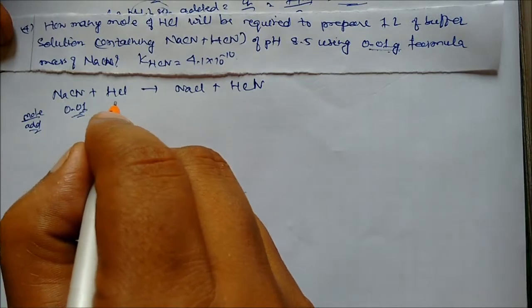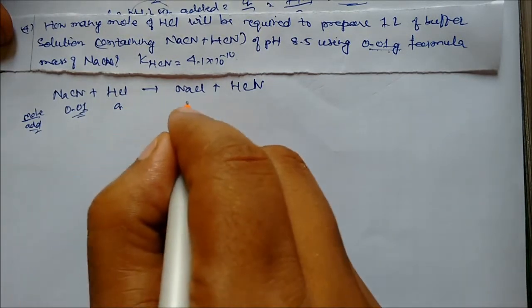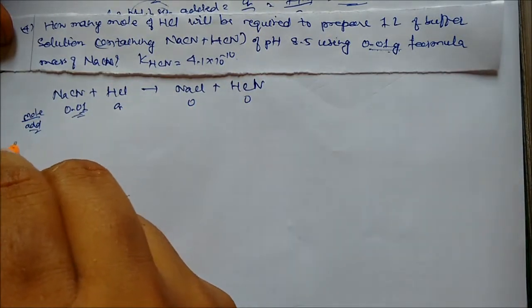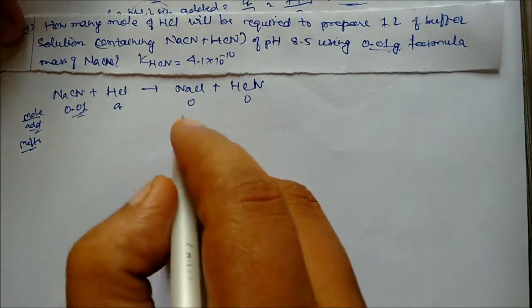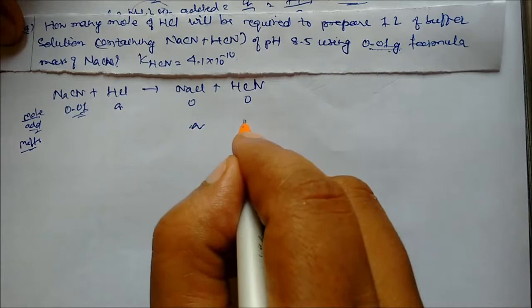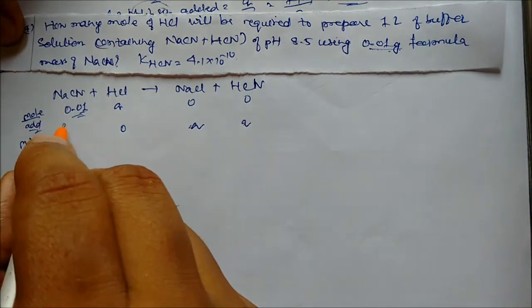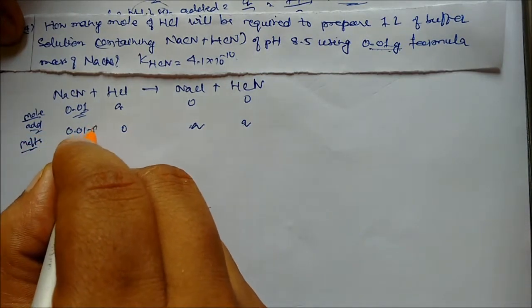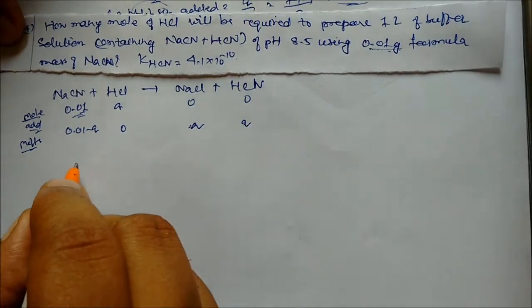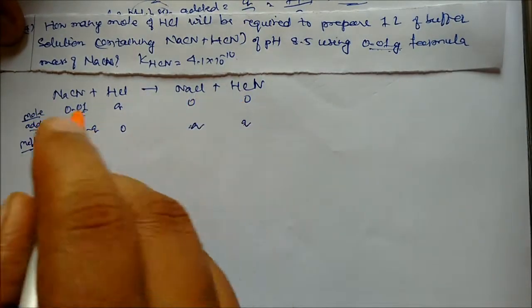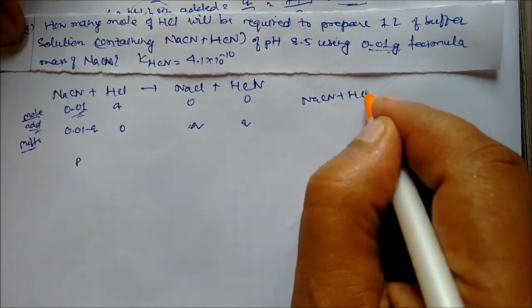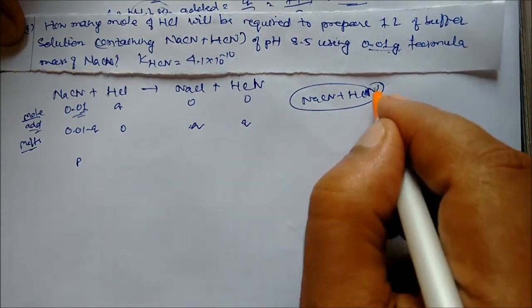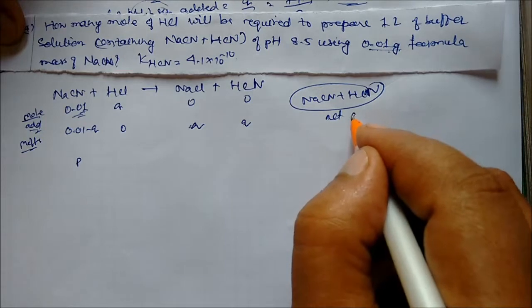Again here we just take A, so initially it will be 0. The moles after the reaction of the base with HCl will give you A mole, and this will be 0, and this will be your 0.01 minus A. So now we can write the buffer. NaCN plus HCN will act as a buffer. So this buffer is your acidic buffer.